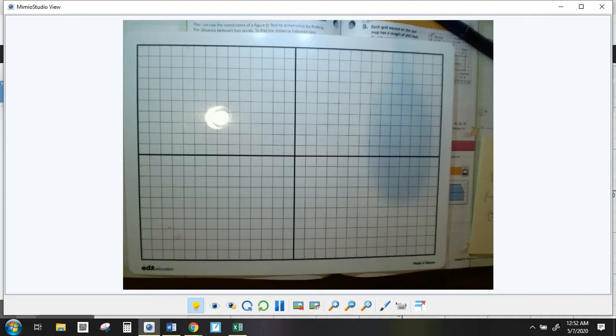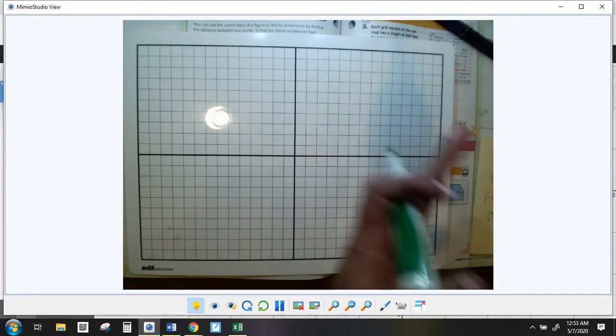So today we're going to start a new section. This one is about polygons on the coordinate plane. Before we jump into the lesson, I want to go back and review a little bit about graphing on the coordinate plane. So here I have a graph for you.